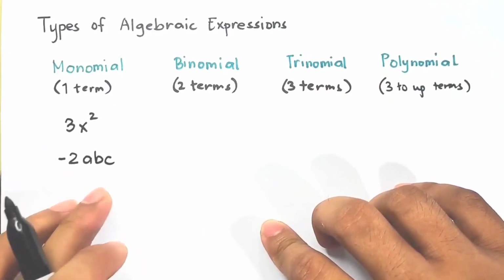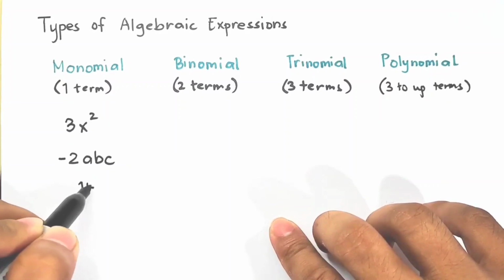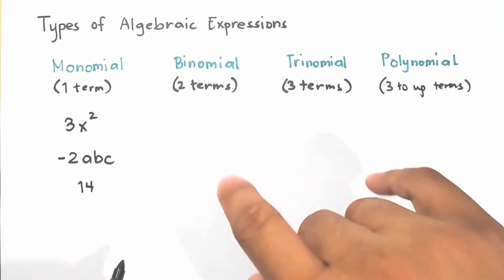Though meron tayong 3 different variables, ito ay isang term lang. So I will add one more. So I could say that this one is a monomial, a constant, single term lang yan. So let's continue with the binomial.